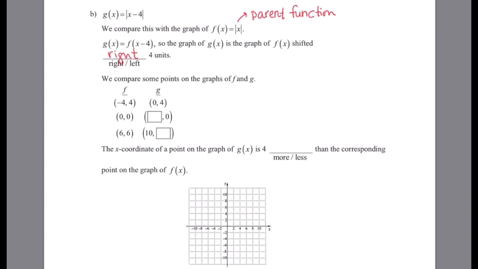So then let's compare the points from our parent function to our g of x function. Our parent function would provide us with negative 4, 4, 0, 0, and 6, 6. Whereas our function, the absolute value of x minus 4, provides us with 0, 4, 4, 0, and 10, 6. When I look at my x coordinates, I see that they are 4 more than the parent function. So let's take a look at this graph using our Desmos calculator.